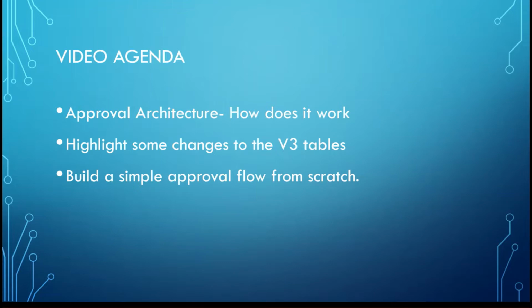We will also highlight some changes to the V3 tables, which are the connector tables for Power Automate and Business Central. And then we're also going to take a look at how to create a simple approval flow from scratch, so we can take a look at how to apply what we're talking about. Let's go ahead and get started.